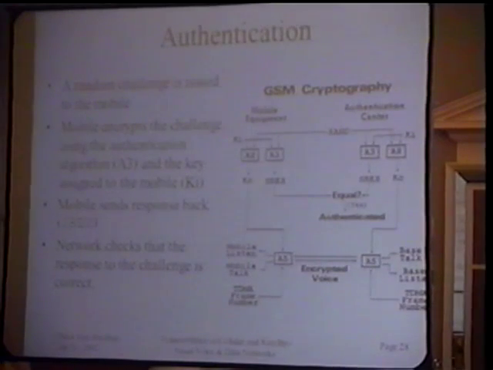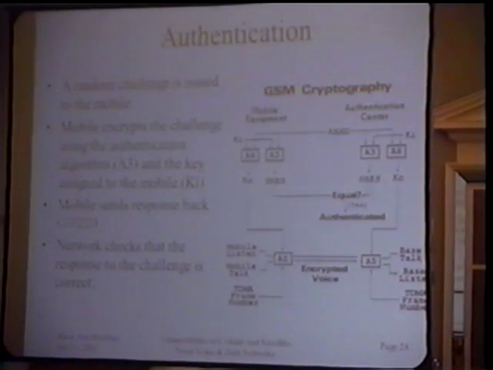So GSM's authentication. Again, they generate a random number, and that random number goes both on the network side and on the mobile side. On the mobile side, it runs A3 and A8. In most systems, that's one algorithm, even though in the documentation they show it as two. You feed something called KI, which is a secret piece of information that's held in the SIM and held at the authentication center. That's the shared secret between the two.